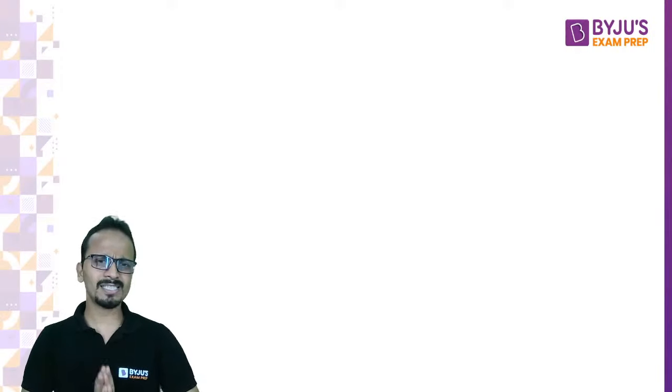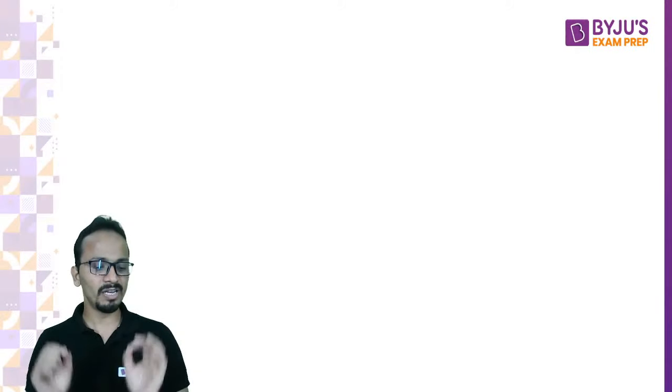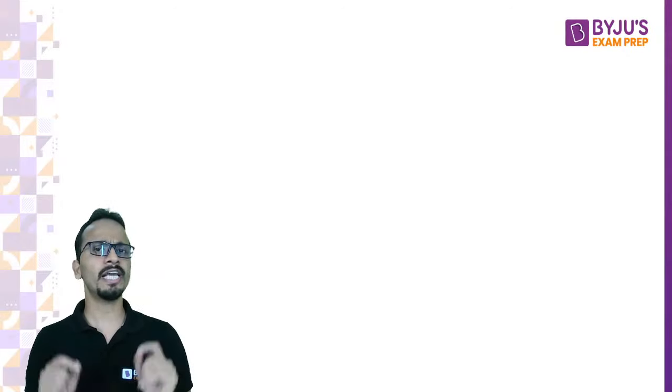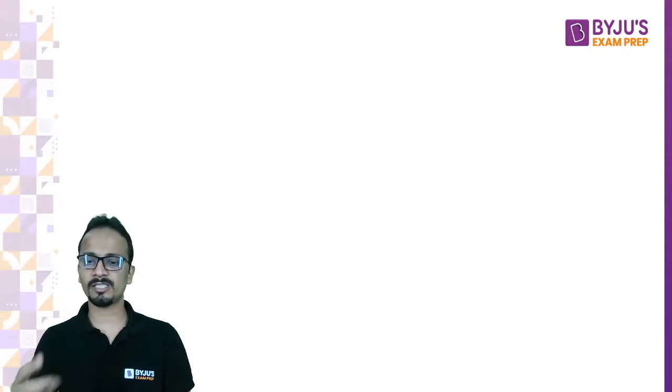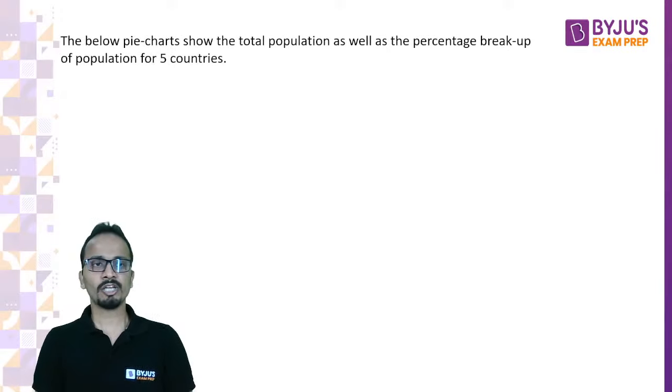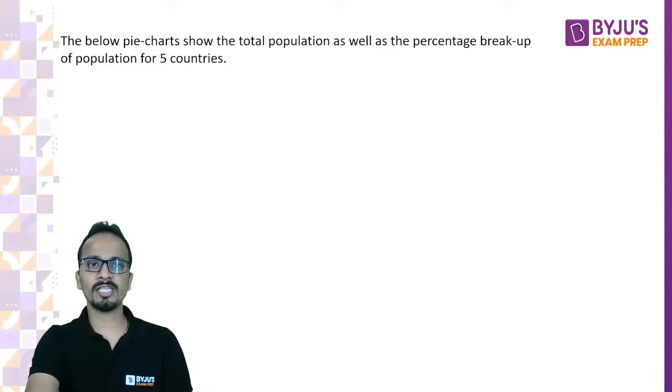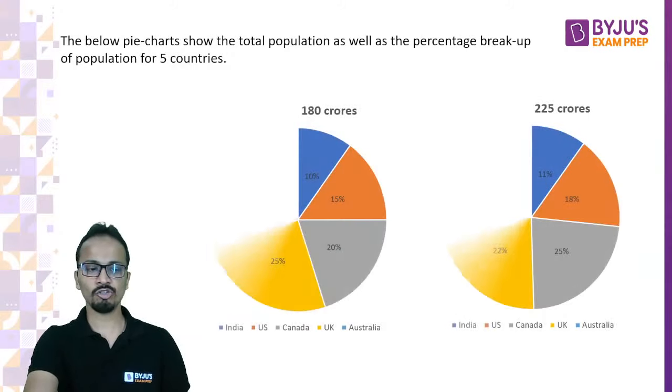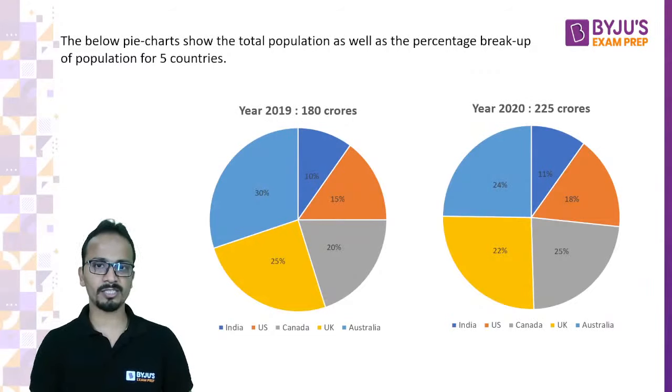Now friends, let's increase the difficulty level a little bit, and have a look at one question involving 2 pie charts. The question says that the below pie charts show the total population as well as the percentage breakup of population for 5 countries. So these are the 2 pie charts. Just have a look at them. I'll wait for you for a few seconds.